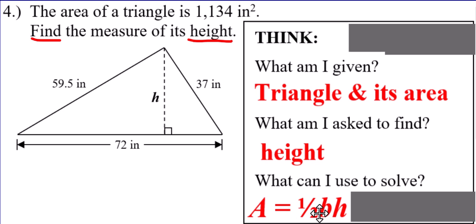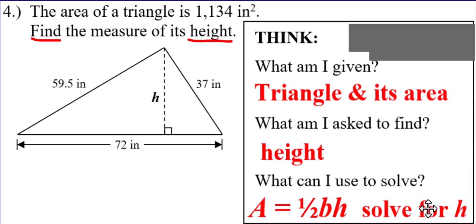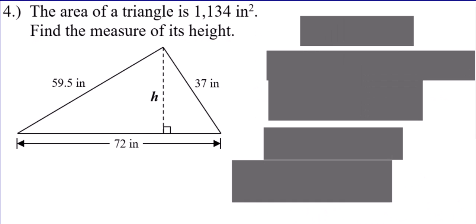Now, don't just write down 1/2 BH. Make sure you put A equals, because remember, we're going to put the area's value in for the A. So we need the A and the equals. And we are going to solve for the H. Go ahead and write that down. Hit pause if you need to catch up. Let's go ahead and do this together.